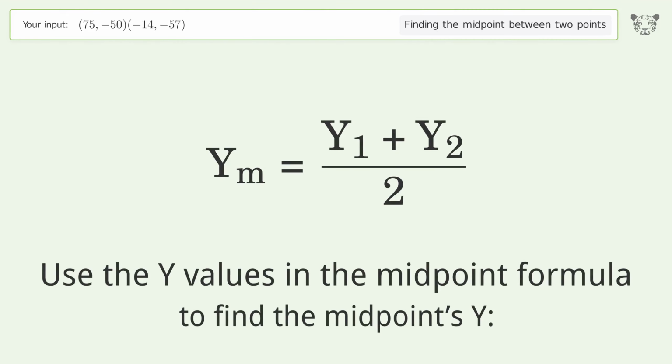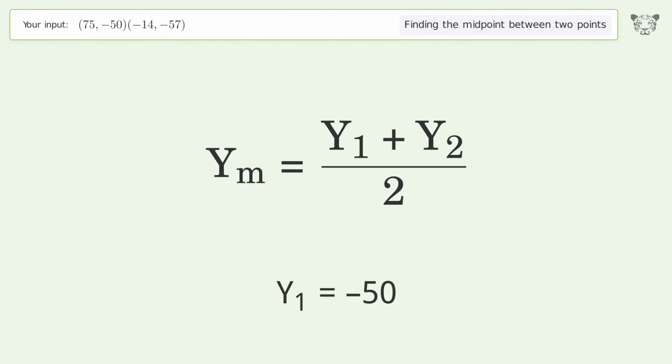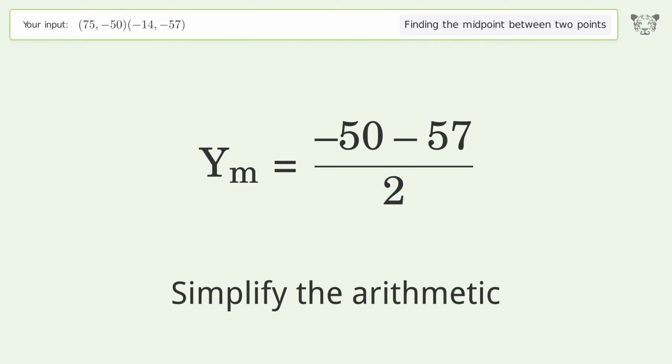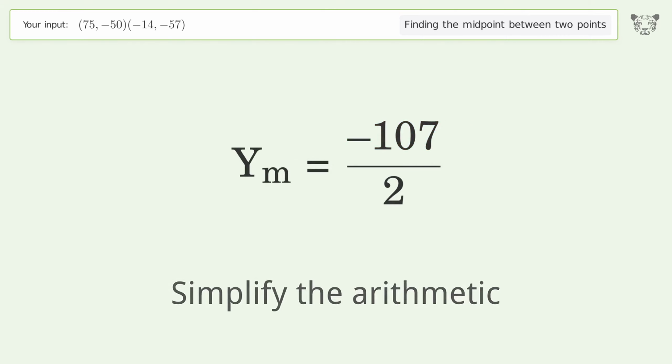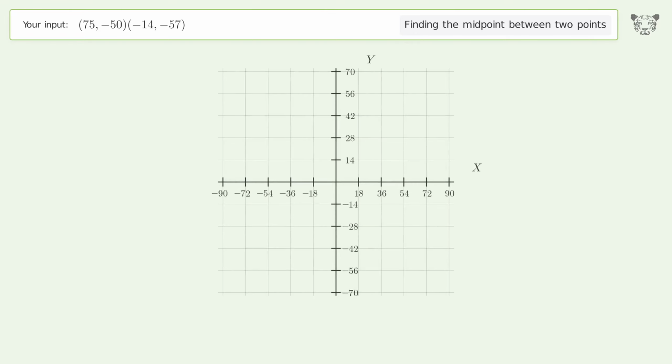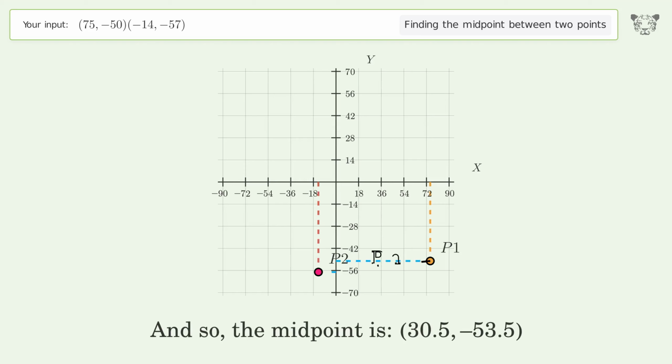Use the y values in the midpoint formula to find the midpoints y. y1 equals negative 50. y2 equals negative 57. Simplify the arithmetic. And so, the midpoint is 30.5, negative 53.5.